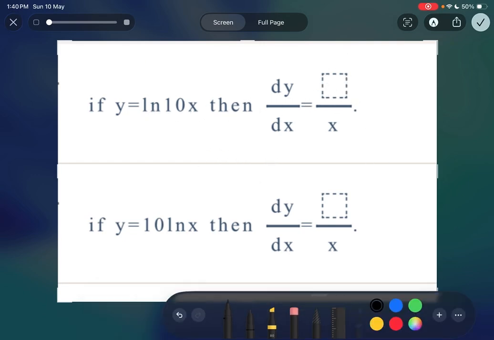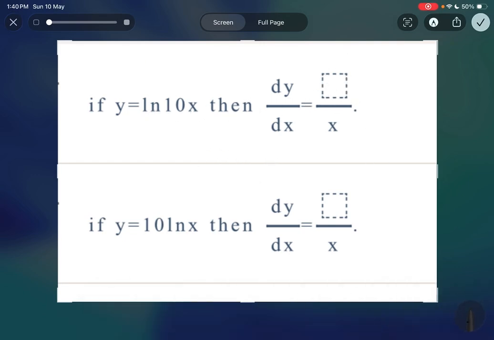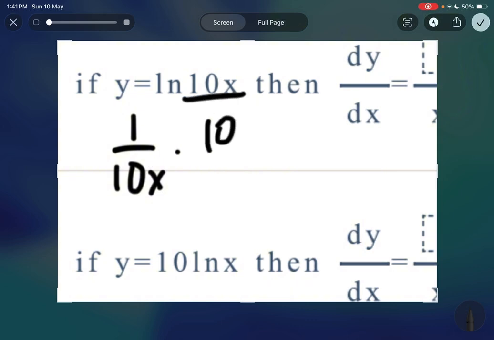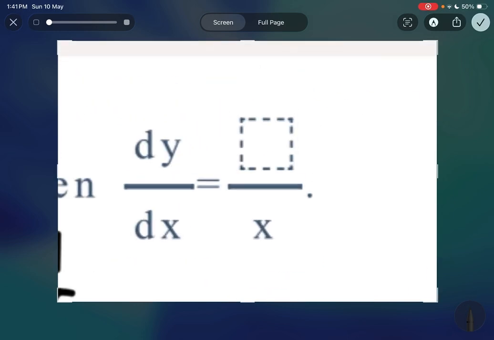When you have ln of 10x, the derivative of ln of x is 1 over x, and the derivative of ln of 10x is 1 over 10x, but it'll be times the derivative of 10x, which is 10. So you cancel both 10s and it becomes 1 over x. Okay, 1 over x.